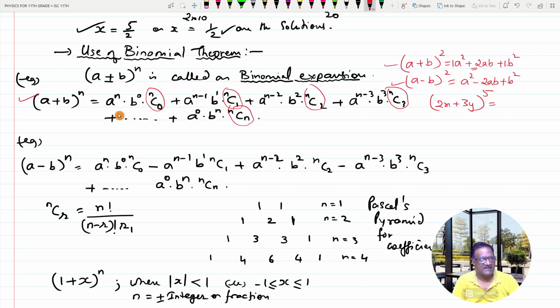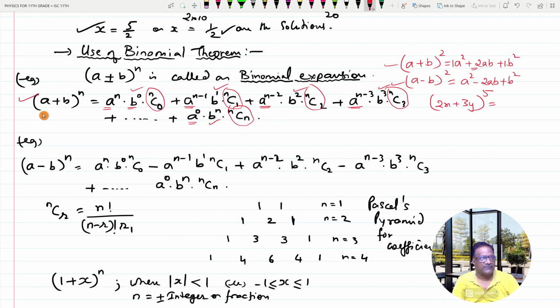This a raised to n is the first term raised to n multiplied by the second term raised to 0. Then in the second term, the power of the first term is reduced by 1. So here it was a raised to n, here it will become a raised to n minus 1, here a raised to n minus 2, here a raised to n minus 3. That way, the power of the first term goes on reducing until you reach a raised to 0. And the power of b, the second term, will start from 0 and go on increasing up to n. So here you get b raised to 0, b raised to 1, b raised to 2, b raised to 3, and up to b raised to n.